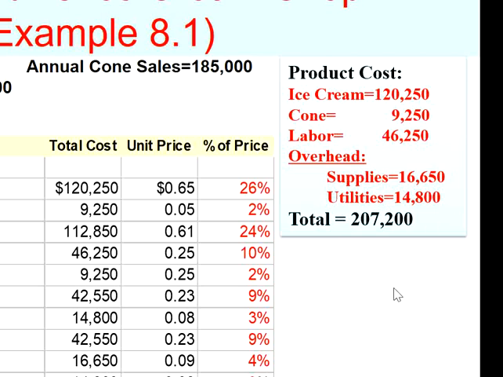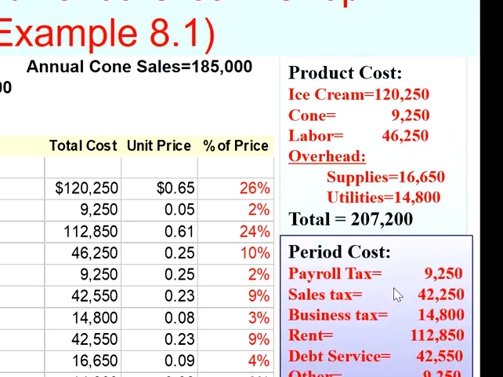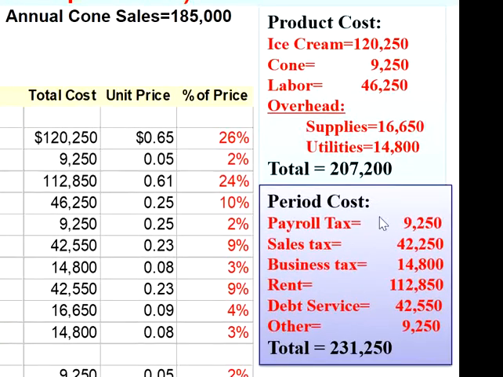Now another cost is period costs. What are the period costs? All other costs are period costs. They are the payroll taxes, sales tax, business tax, rent, debt service, or other costs. These are all period costs. They are not directly related to manufacturing of the product.